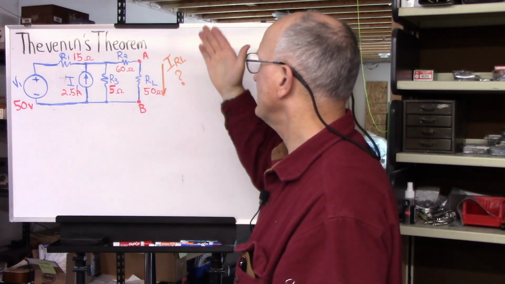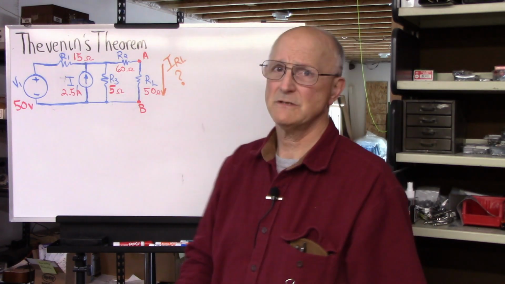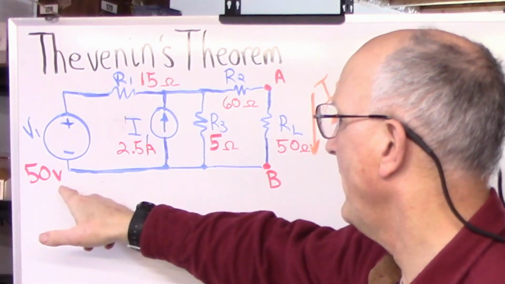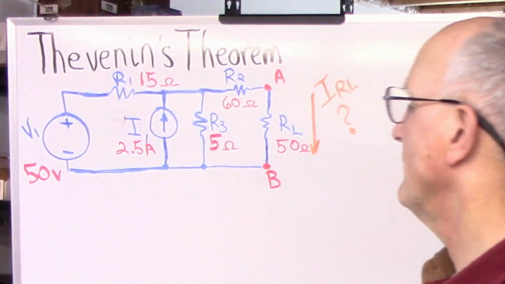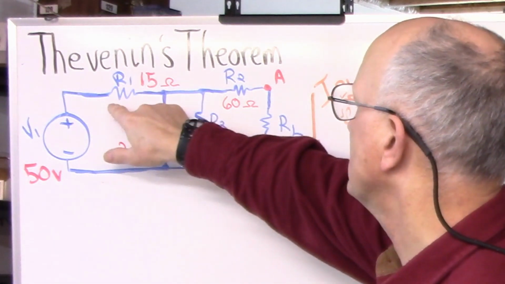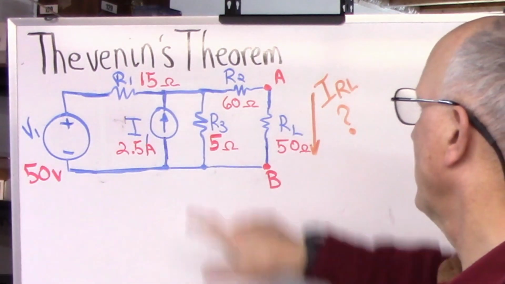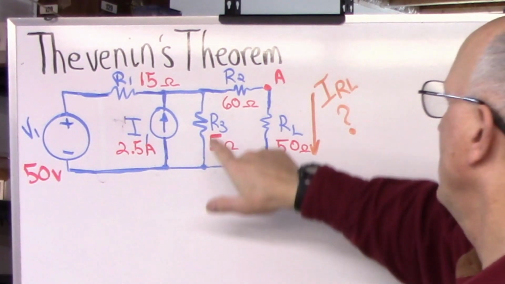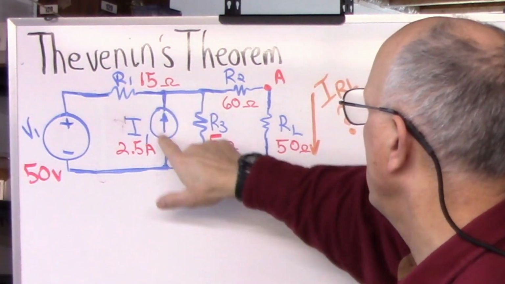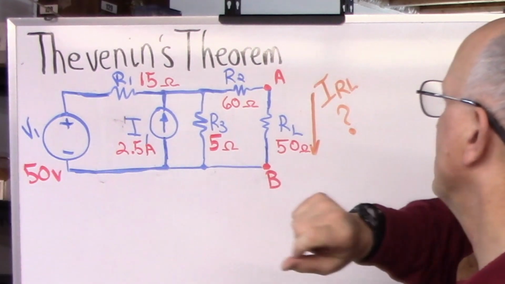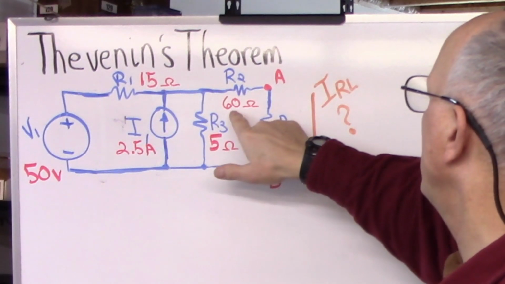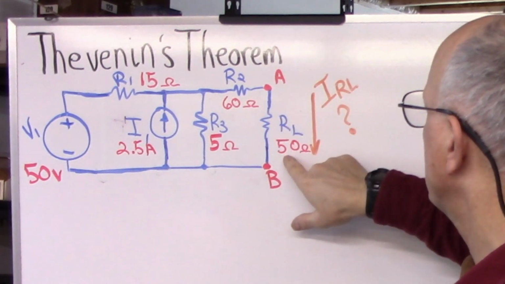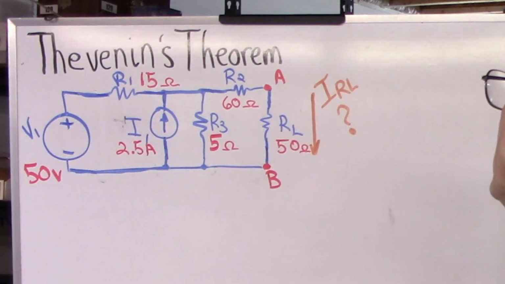We're going to start with this representative circuit that we're going to be using to demonstrate Thevenin's theorem. It consists of a voltage source over here, like a battery, and we're assigning it a value of 50 volts. We have a resistor in series with that of 15 ohms. We have a current source here of 2.5 amps. We have a resistor in parallel with the current source here of 5 ohms. And then we have a resistor up here, 60 ohms, coming out to points A and B, which is where our load resistance, RL, is.